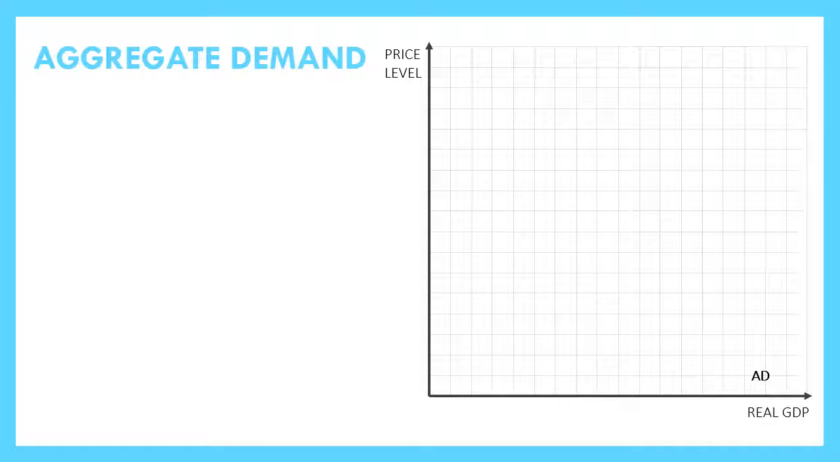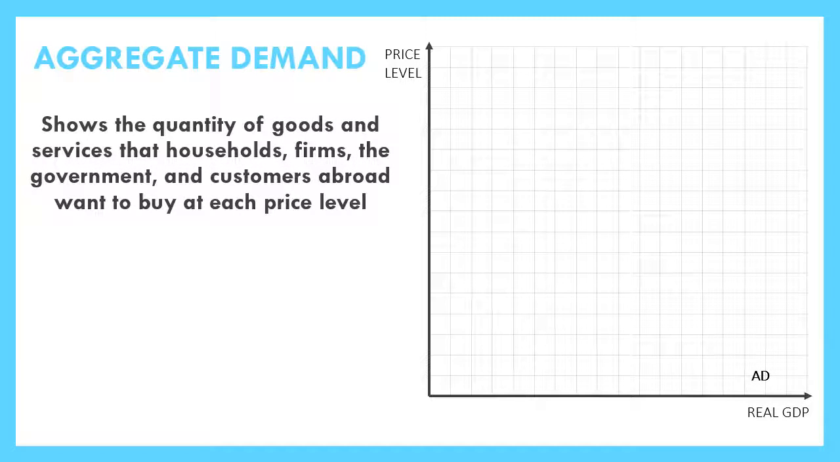So first of all, we need to understand what our aggregate demand is. In a nutshell, our aggregate demand shows us that total quantity, or the aggregate total. It shows us the total quantity of goods and services that households, firms, government, and customers abroad want to buy at each price level.